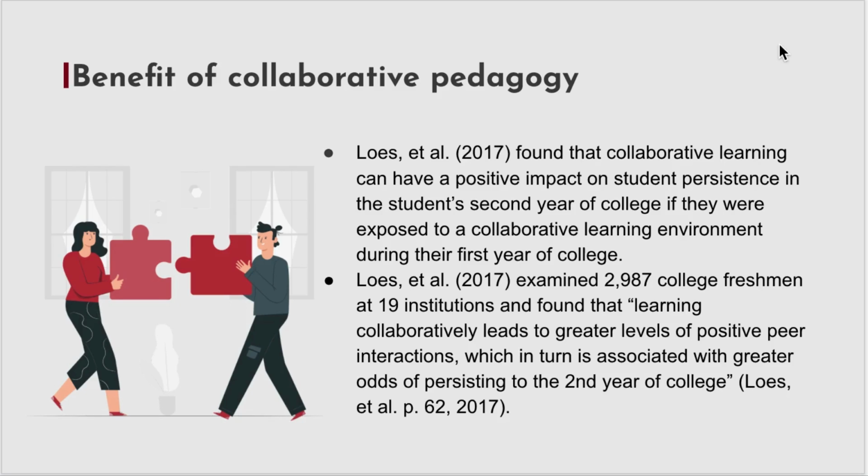And so Lose et al. examined 2,987 college freshmen at 19 institutions and found that learning collaboratively leads to greater levels of positive peer interactions, which in turn is associated with greater odds of persisting to the second year of college. And so my goal for the project would be to incorporate these things: collaborative learning, critical pedagogy, social epistemic approach, and all that different stuff, to the dual credit / dual enrollment classroom, where students are still high schoolers.